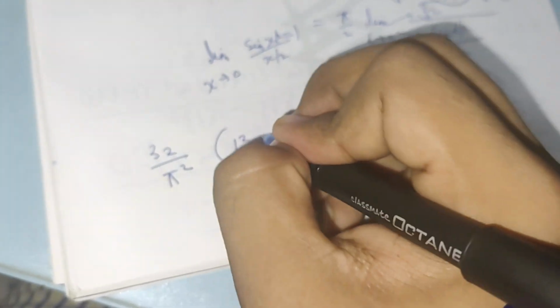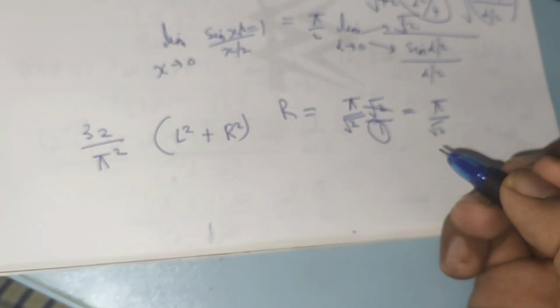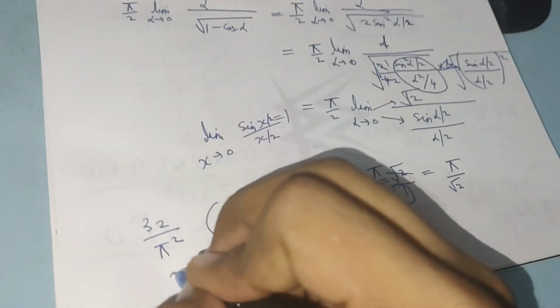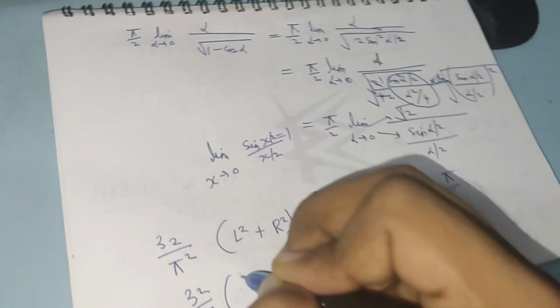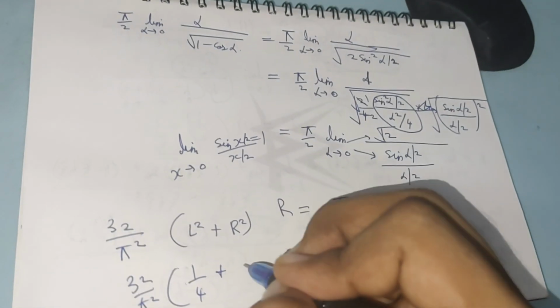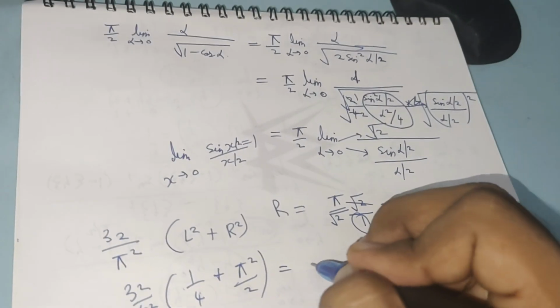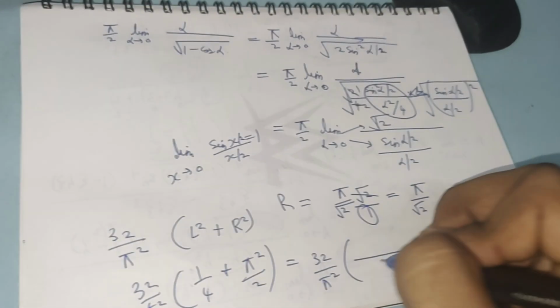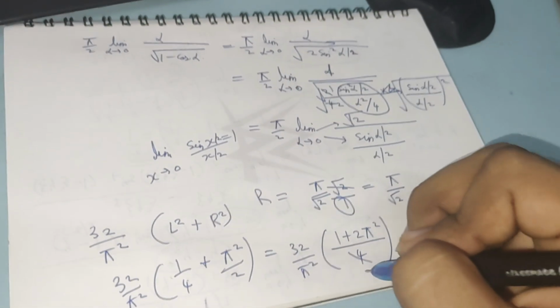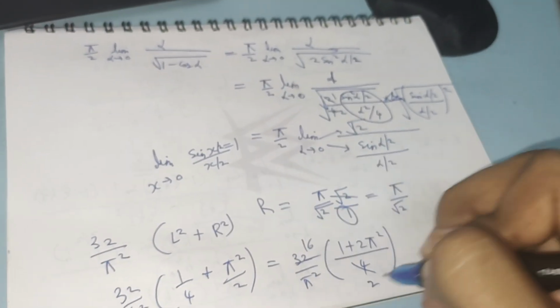So in the question we had been asked to find 32 upon pi square into L square plus R square. So we know our R to be pi by root 2 and our L was half. So when I substitute this, it will become 32 upon pi square into L square, which is 1 by 4, plus R square, which will be pi square by 2. So this will come 32 upon pi square, LCM 4, 1 plus 2 pi square. So this will be 2 and this will be 16, and here 8.